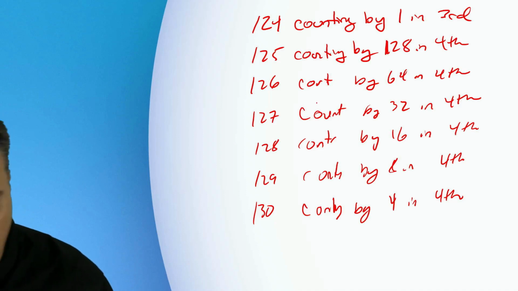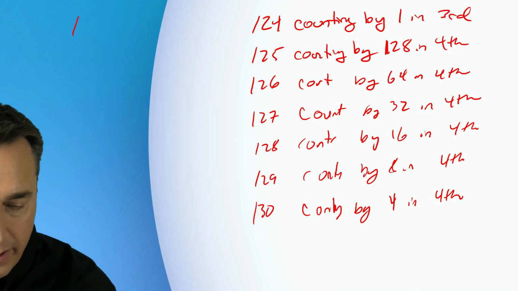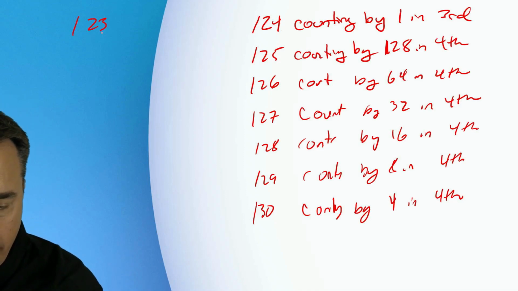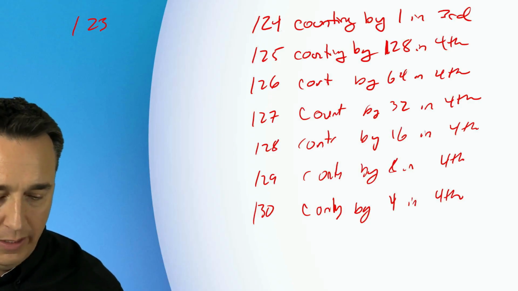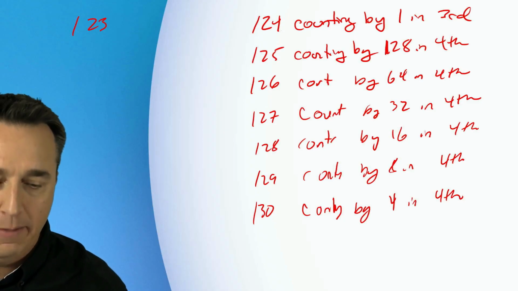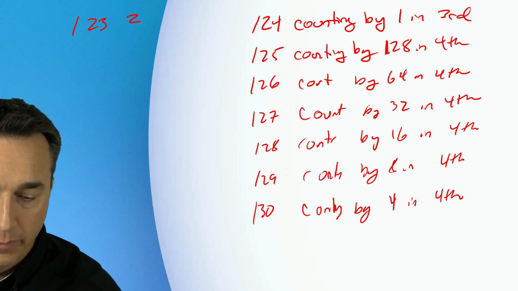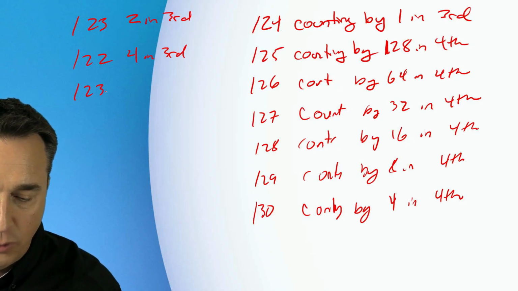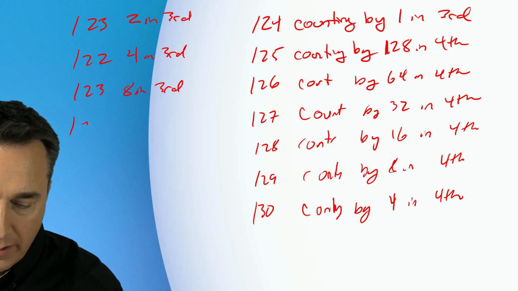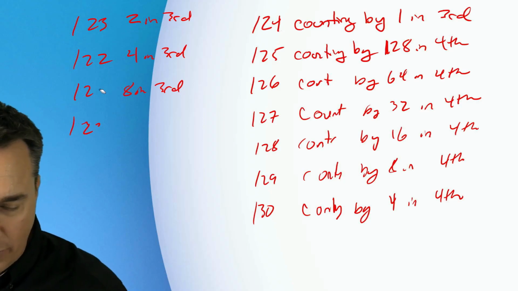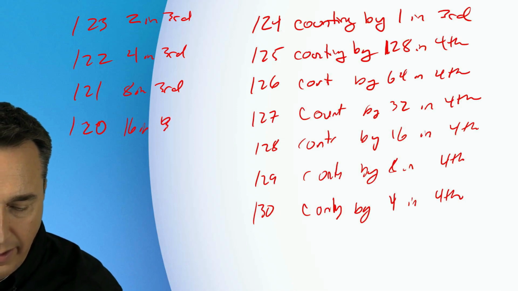So what does that mean if, for example, you're a /23? What are you counting by? The /23, you would actually be counting by 2 in the third. The /22, you're counting by 4 in the third. The /21, you're counting by 8 in the third. I said 23 there, I meant 21. The /20, you're counting by 16 in the third.